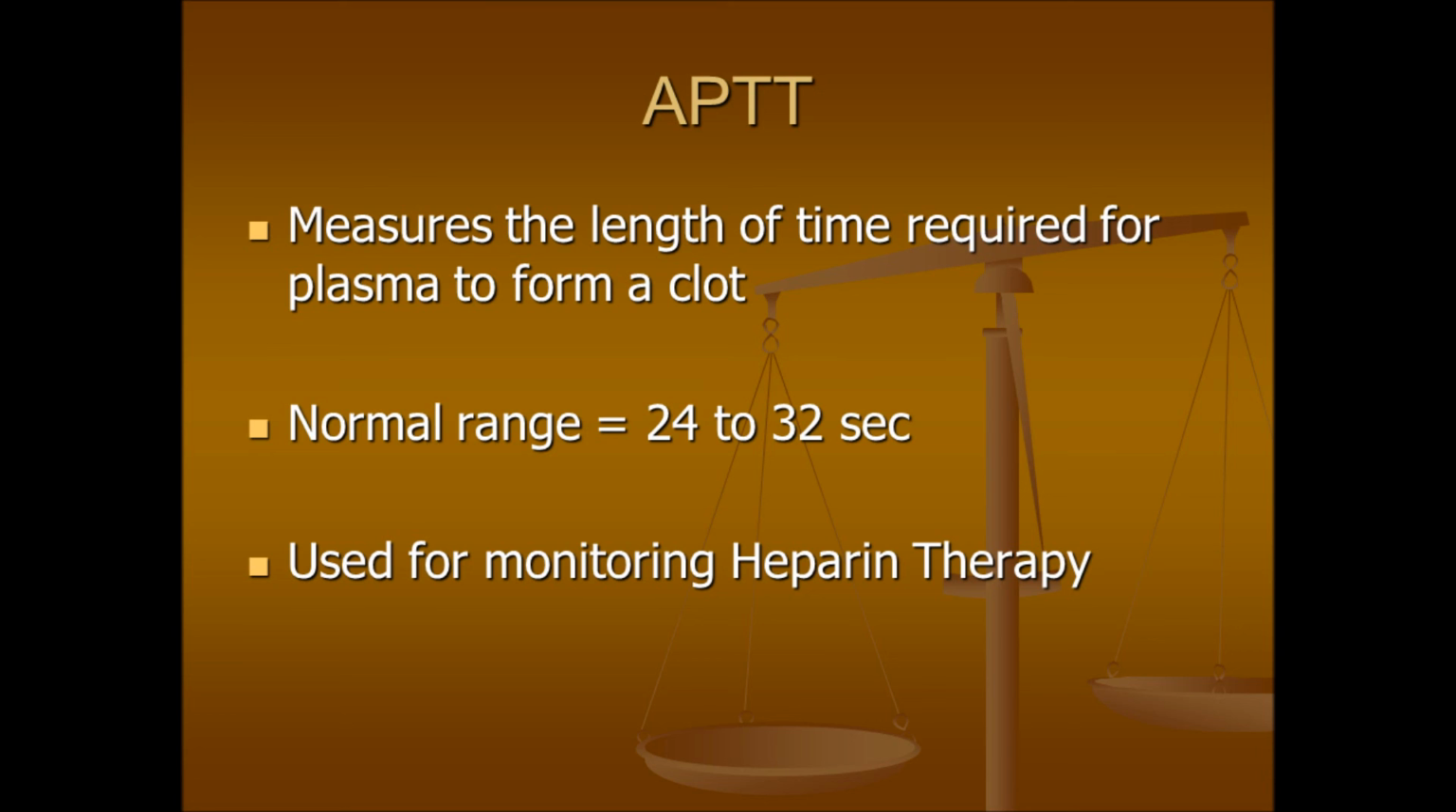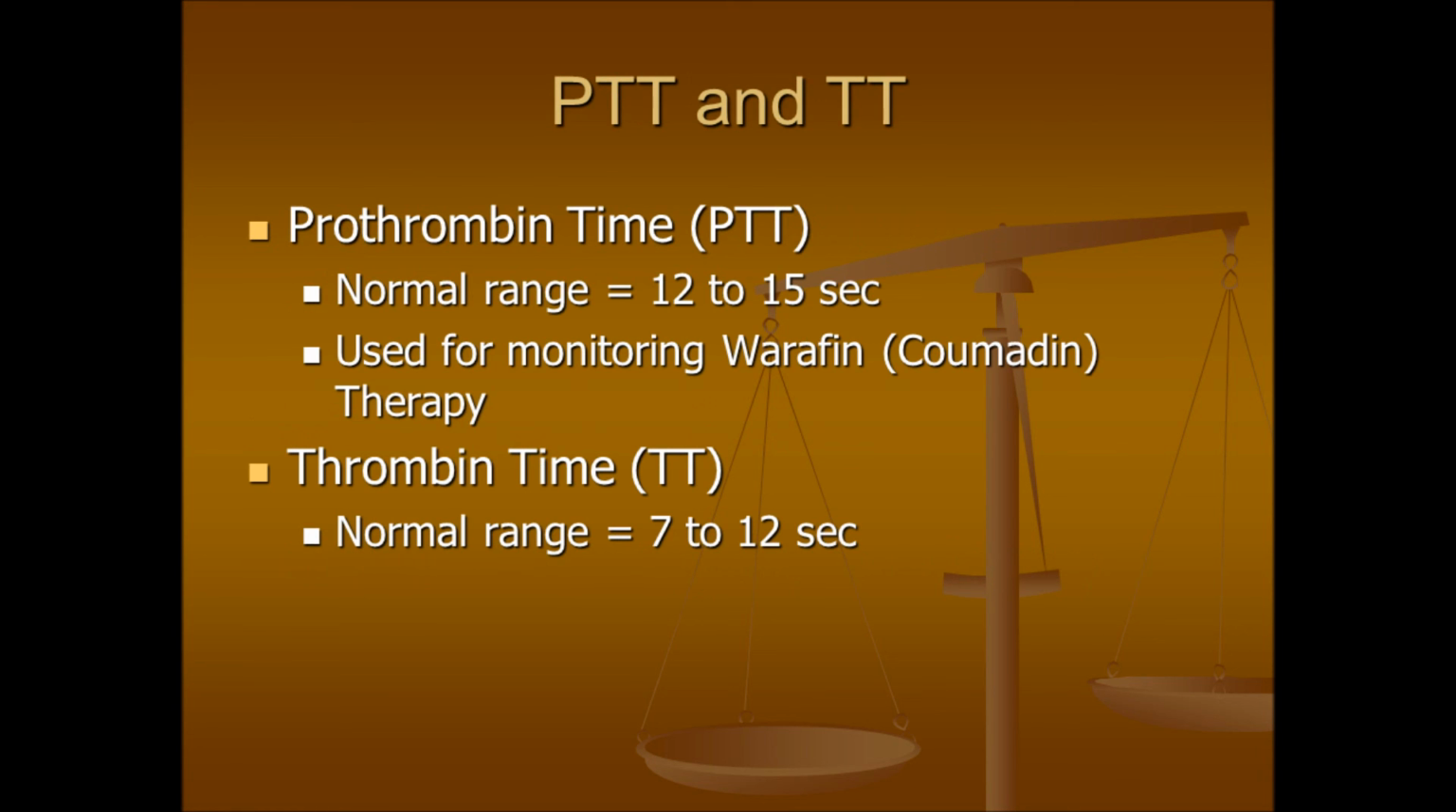Your PT and TT are the last two tests that we will discuss. And your PT, or prothrombin time, the normal range is 12 to 15 seconds. That should remind you of hemoglobin. And it is used for monitoring warfarin or Coumadin therapy. And the thrombin time, which is the TT, the normal range is 7 to 12 seconds.